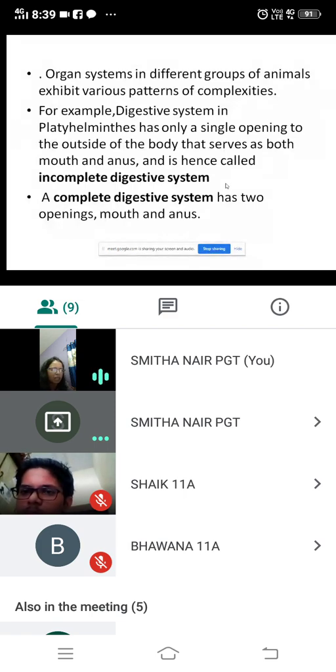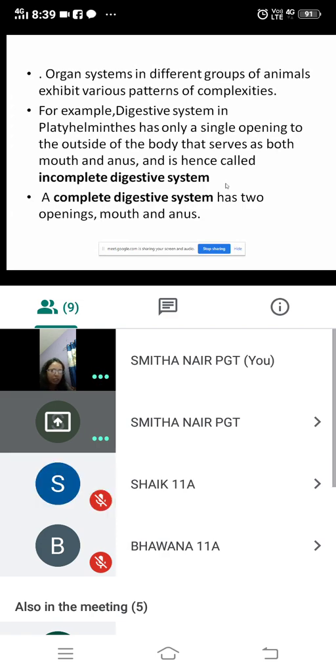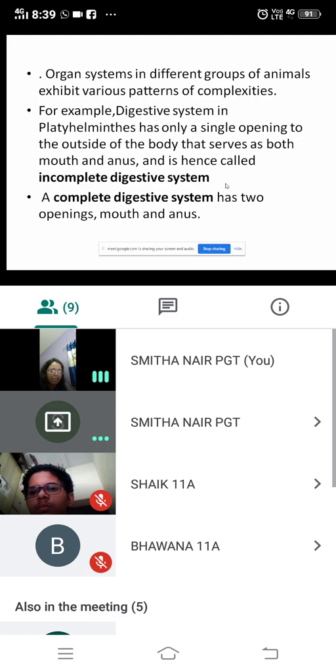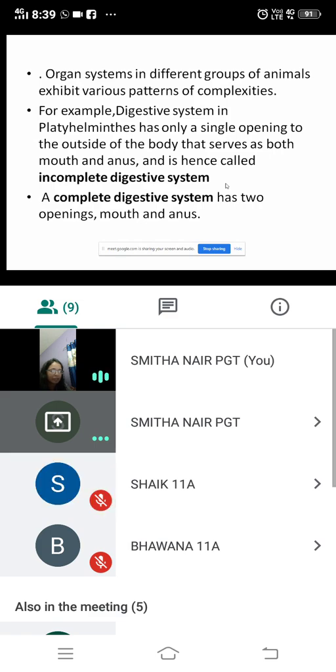Can you give me an example of platyhelminthes? What you remember, what you studied in ninth standard? Anybody? एनी आइडिया? प्लैटीहेलमिन्थेस में कौन सा आएगा? फ्लैटवर्म्स सब प्लैटीहेलमिन्थेस में आएगा. We will see in this chapter. You might have forgotten.